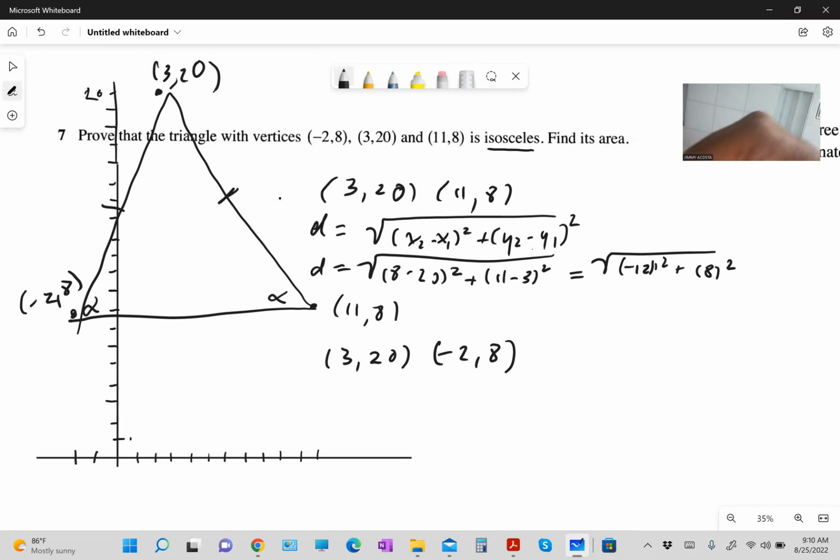All right, so let's do this one here. 144 plus 64. What's 144 plus 64? Oh, yes.